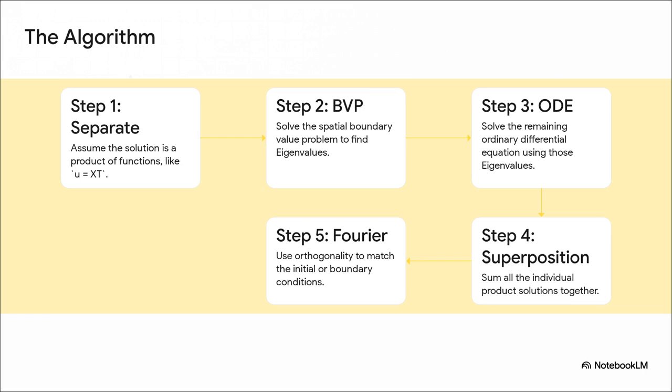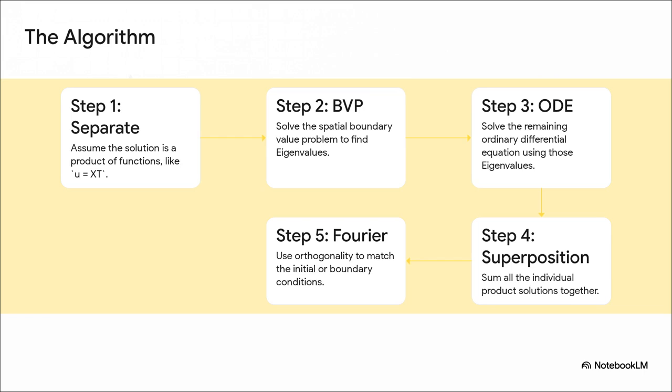Step 2, solve the boundary value problem, or BVP. Here we focus just on the space part. We apply our physical constraints and find these special numbers called eigenvalues. Think of them as the natural fundamental shapes or modes the system is allowed to have.